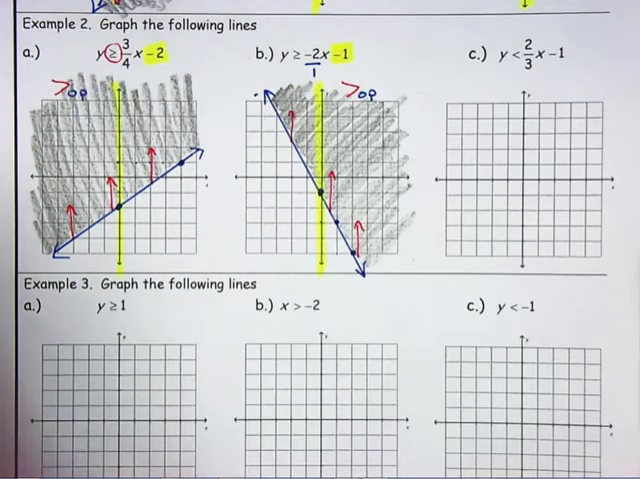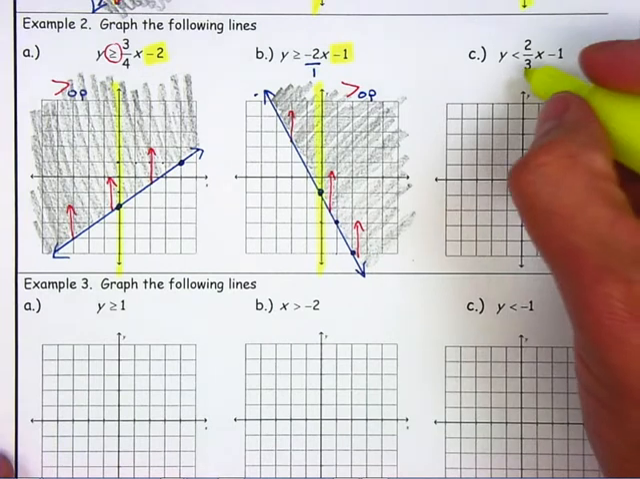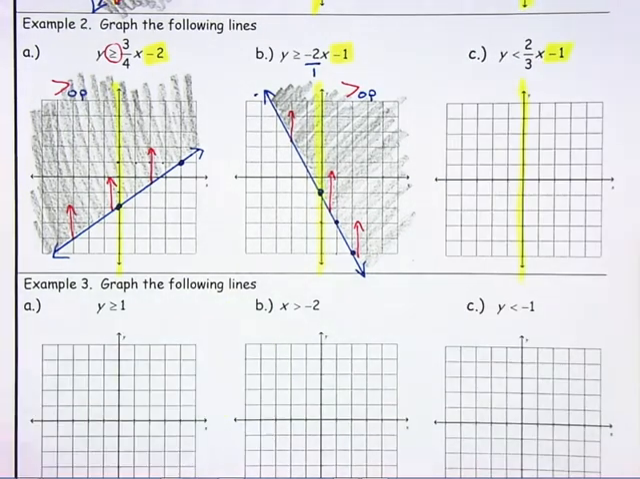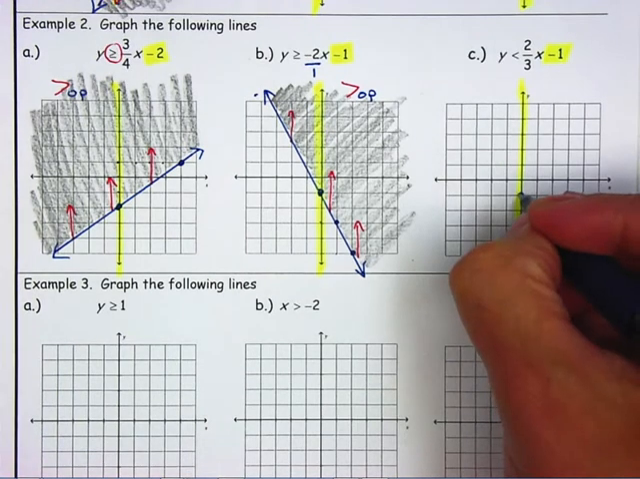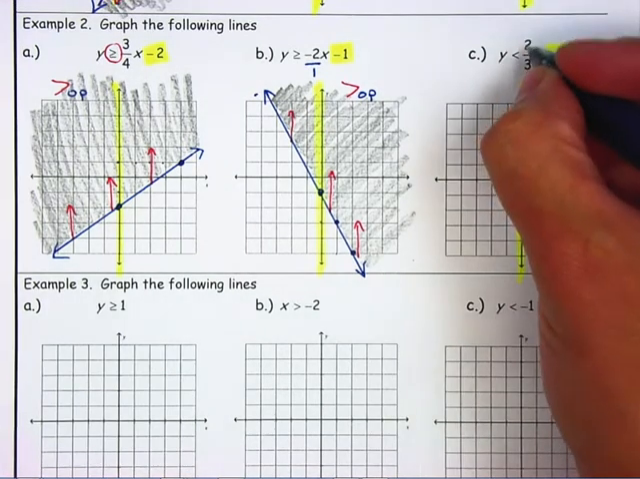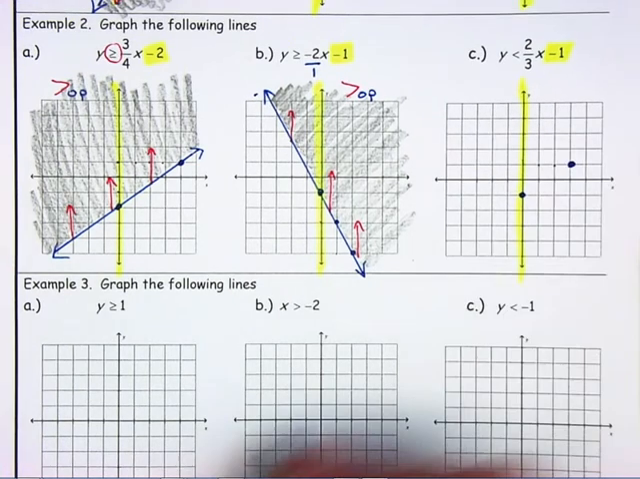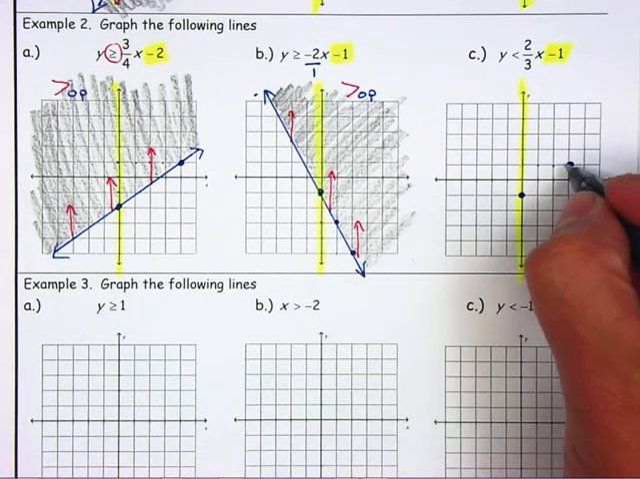Letter C. First, I'm going to highlight the y-axis. I'm going to highlight the y-intercept, which is -1. My slope is positive, so I'm going to go up 2 and to the right 1, 2, 3. Remember, positive slope, up and to the right.